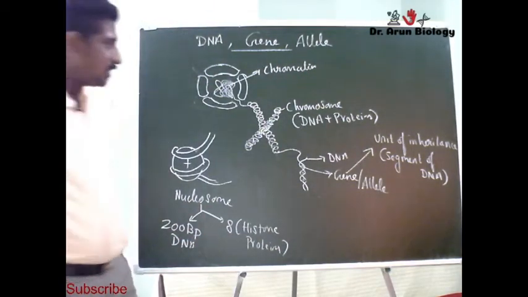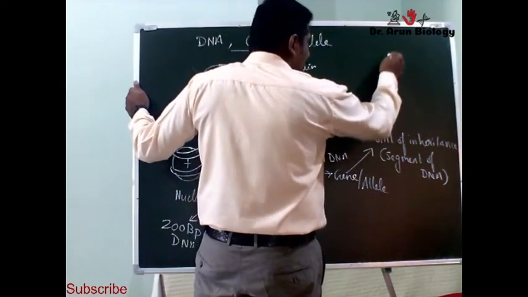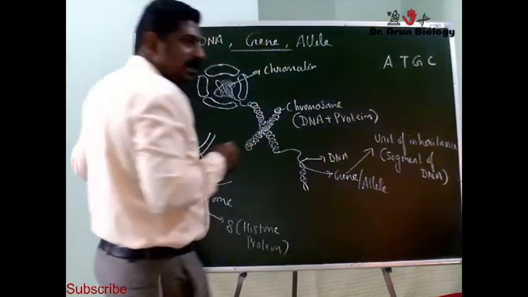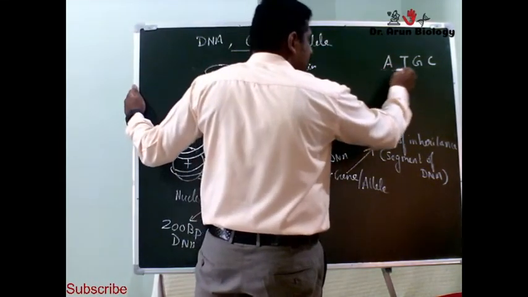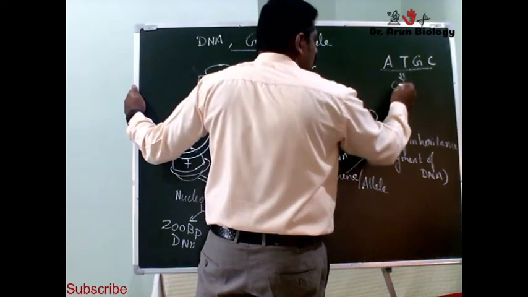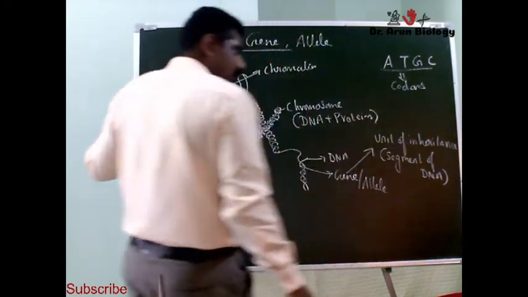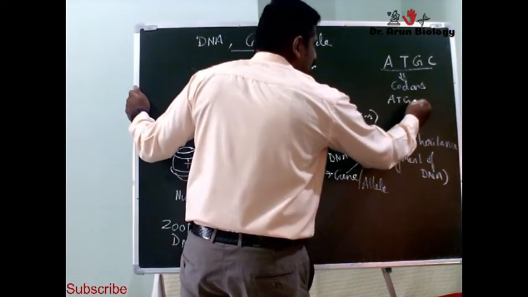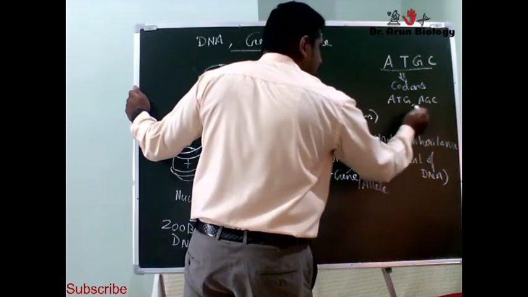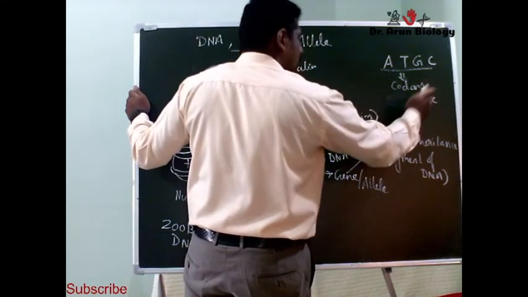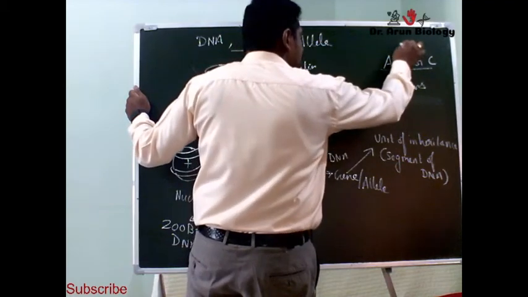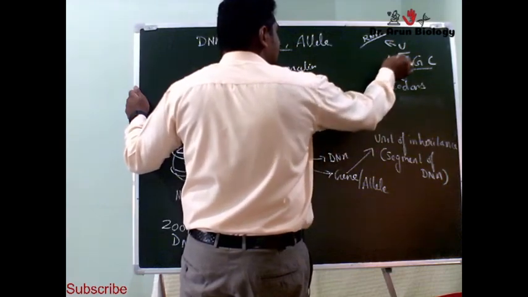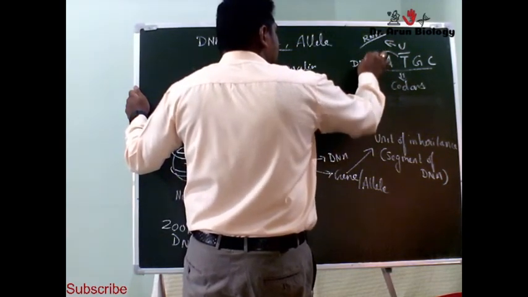In other ways, we can say the nitrogenous bases are adenine, thymine, guanine, cytosine. These nitrogenous bases form a concept called codons, where they will always be in the form of three letters, A, T, G, and like this A, G, C. Or in other ways, T will be replaced by U in the case of RNA. We will be discussing that concept when it comes to DNA.